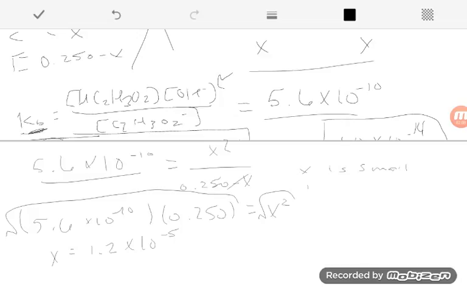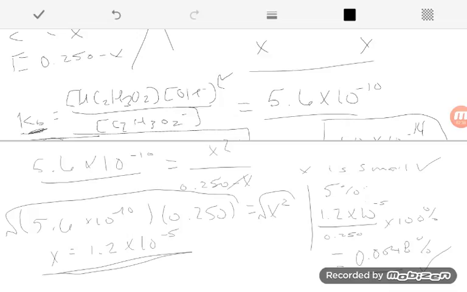I always like to do my 5% check over here. So I take x, which is 1.2 times 10 to the negative 5. I put it over my initial concentration, which is 0.250. It's percent, so I multiply by 100. And that gives me a really tiny number, 0.048%. Certainly less than 5, so I say check. My x is small approximation is valid.